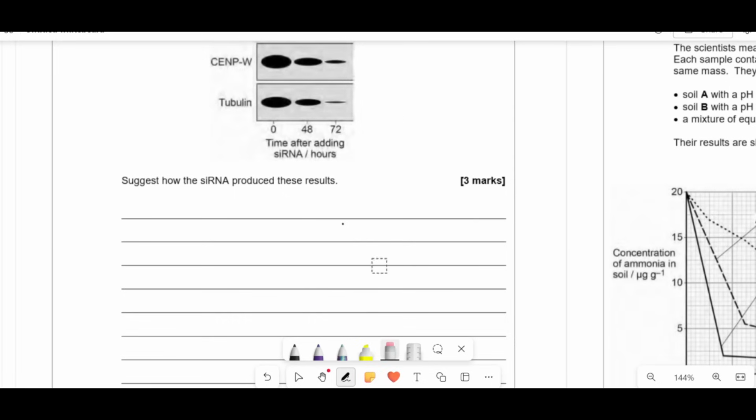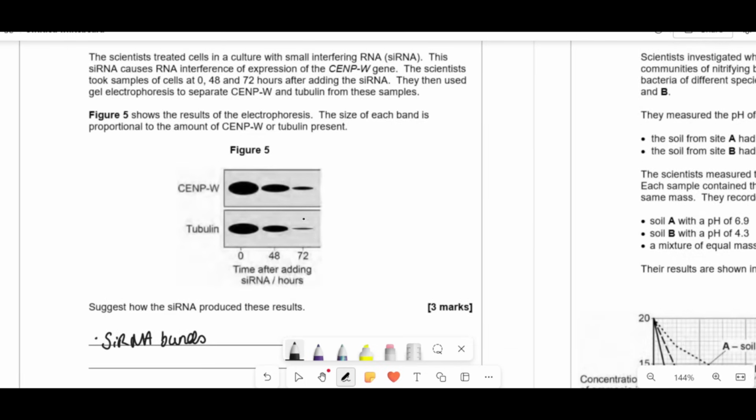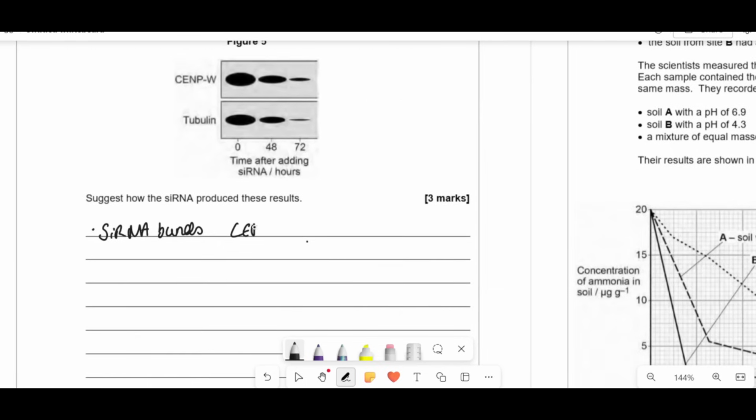So here, it's saying, suggest how it led to these results. Well, we need to talk about the first steps. What it does is that this siRNA binds to this mRNA, because that's what we're making, remember? So CENPW mRNA. So it's not translated. But that doesn't explain how we get to the results, right?